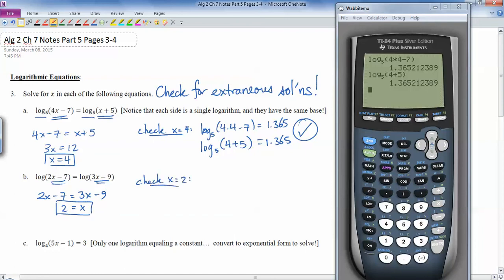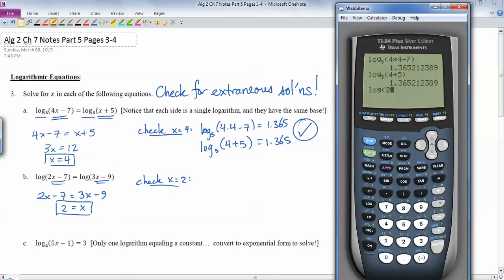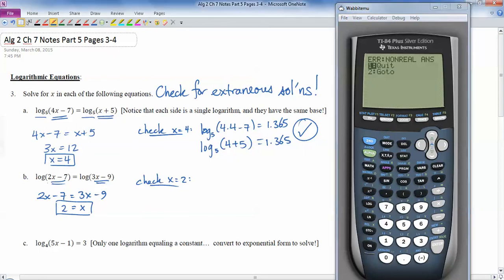So if I type in log of 2 times 2 minus 7, let's see what we get. Non-real answer. Okay, it turns out you get imaginary solutions if after you plug it in, the inside is a negative number, which this is, or 0. So in this case, log of 2x minus 7 does not exist. So no solution here. So I actually would come back over here and cross this guy off and just say no solution.